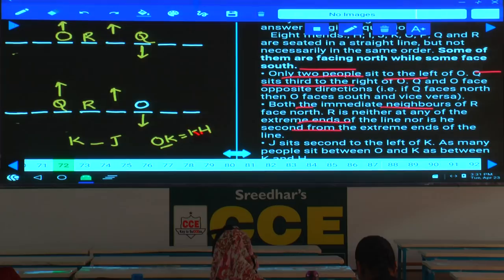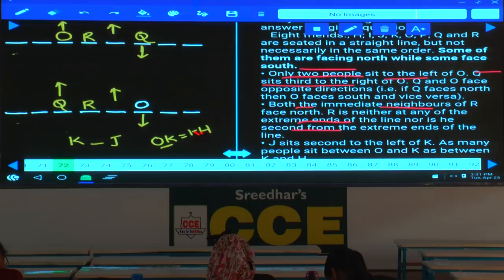Infer means that it has to be definitely concluded. What can be definitely concluded from this one? Among these three persons, O, K, and H, which person is repeated twice? K is repeated. As K is repeated twice, this K must have been between O and H, or not? This K must have been between O and H.